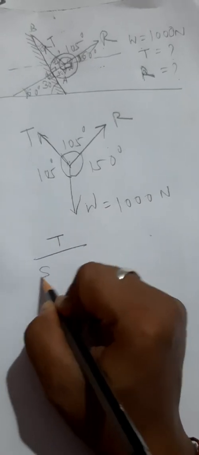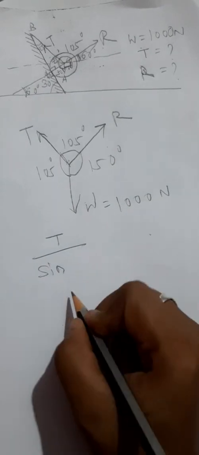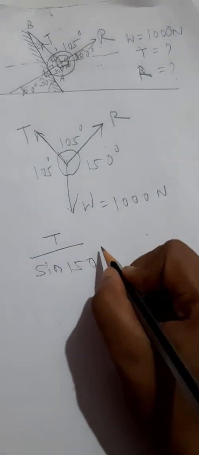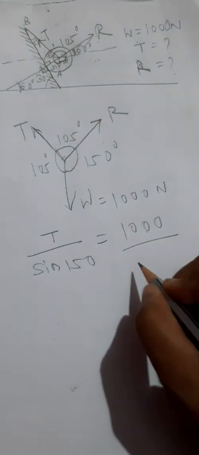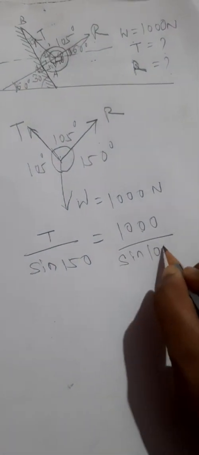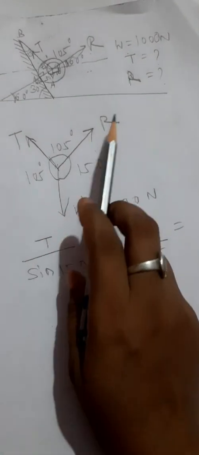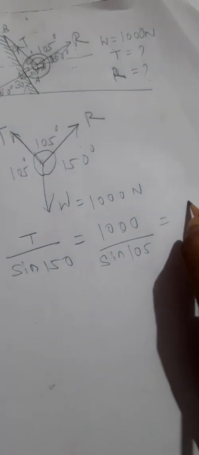So here three forces are concurrent and we got the angles between them. From Lami's theorem, and the weight value is 1000 Newton, each force is proportional to the sine of the angle between the other two forces. So T by sine of the angle between the other two forces, that is weight and normal reaction, 150. So T by sine 150 equals 1000 divided by sine 105, equals normal reaction by sine 105.